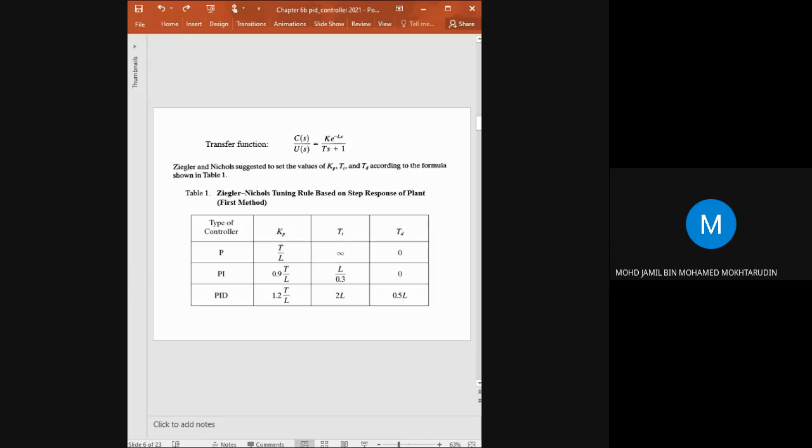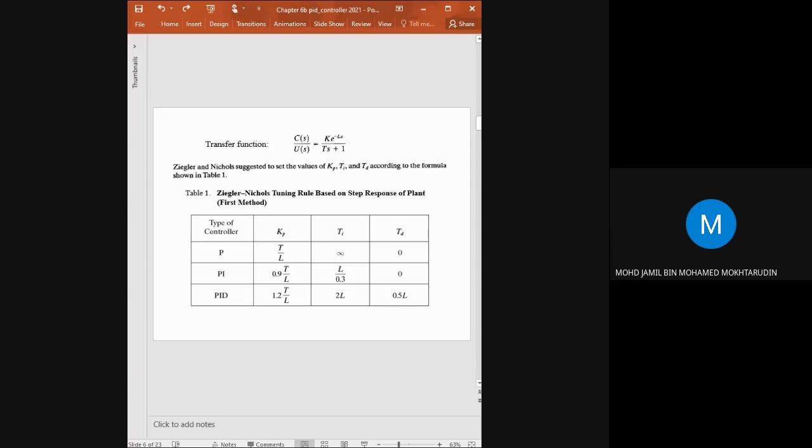Kita tak guna yang ni. This is the plant transfer function. So to obtain the value of gains, the Kp, Ti, and Td, you need to use this table. Okay, kalau keluar final soalan PID, buka je nota, okay? Dalam nota carilah table ni.